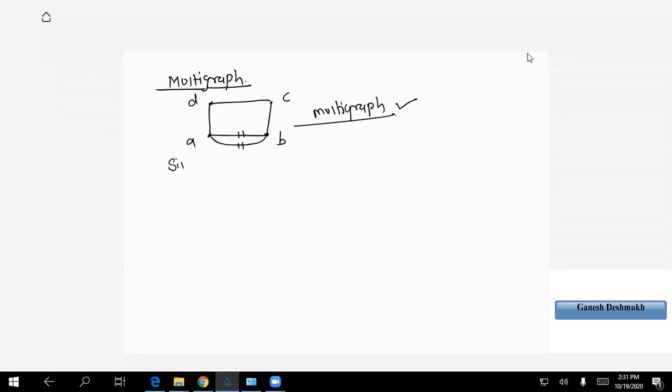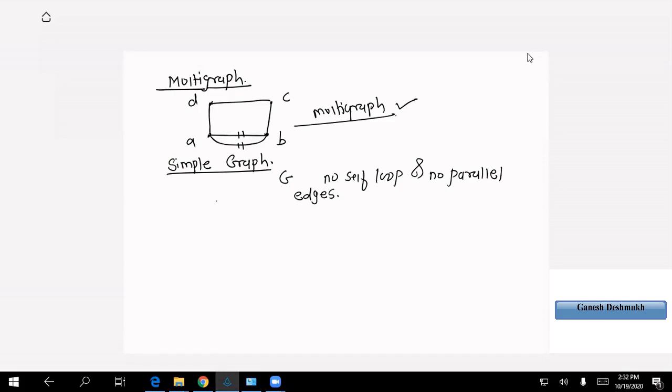Next definition is simple graph. Now this is a very important definition for studying further concepts. This definition may be repeated. So what do we mean by a simple graph? You can say a graph with no self loops and no parallel edges is called a simple graph.